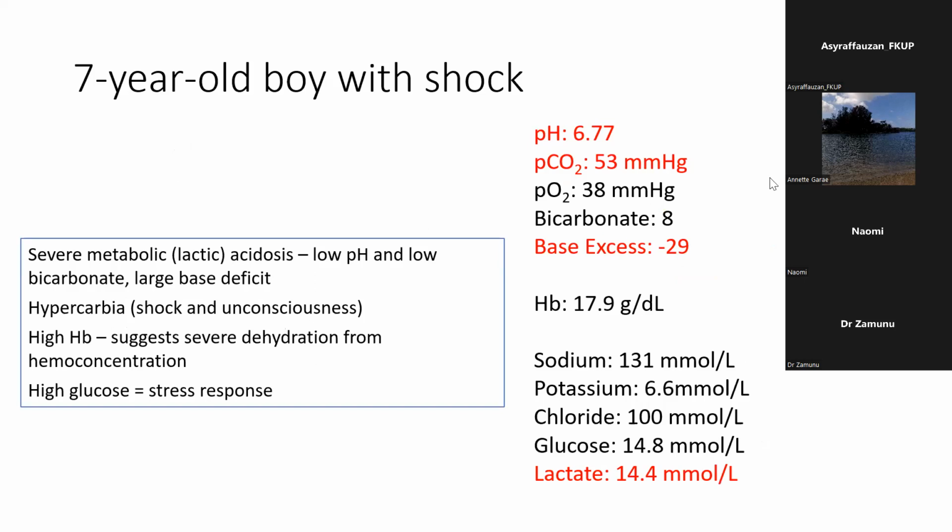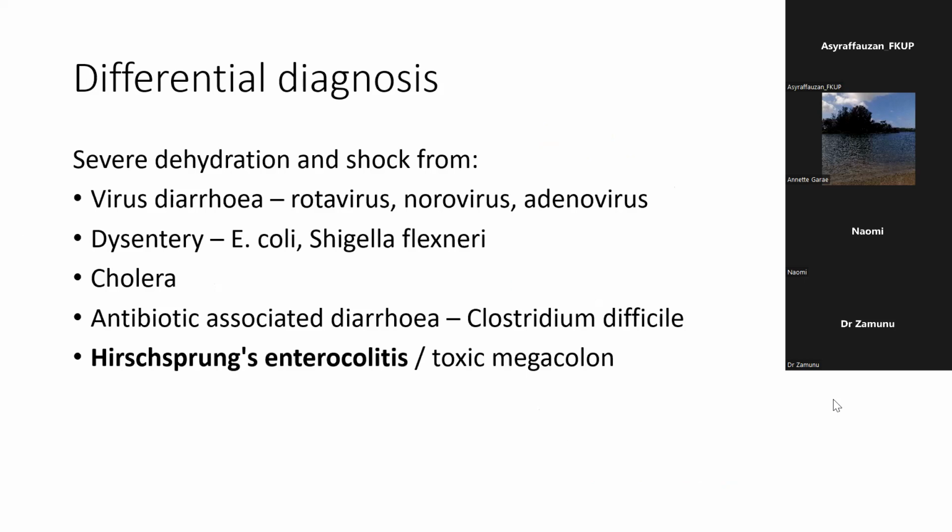We've covered off most of those things. The hemoglobin tells you about how dehydrated the child is in this circumstance. The metabolic acidosis suggests that the child's very dehydrated. The lactate is high, suggesting shock, and the glucose is high, suggesting a severe stress response in the child.